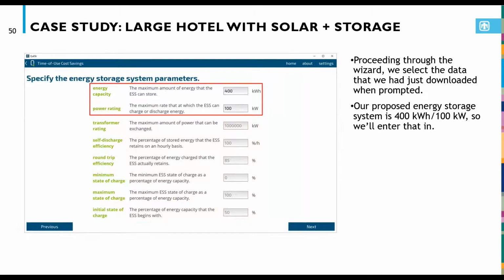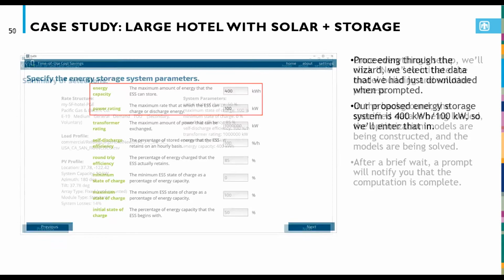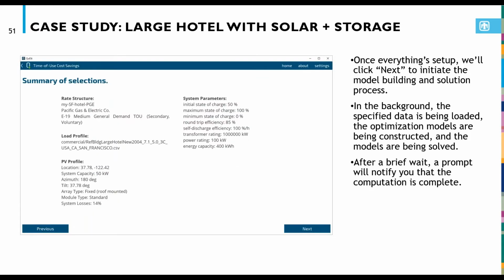Now we can enter the energy storage system parameters. In this case study, our energy storage system is 400 kilowatt hour and 100 kilowatt, so we can enter that in. Once everything's set up, we will click next to initiate the model building and solution process.